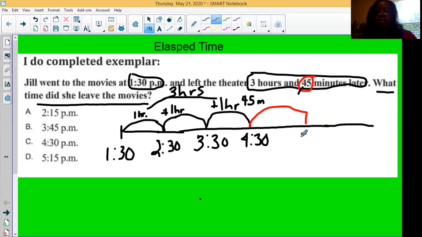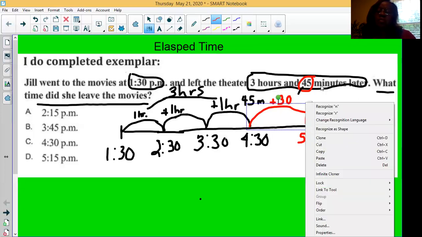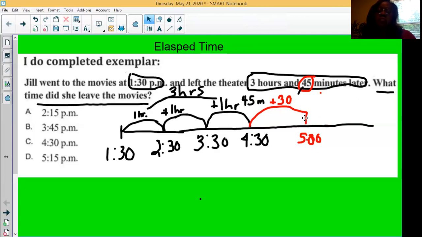Okay, so we're going to put 5 o'clock here. Okay, so then that would be my plus 30. Okay, so that's 30 of my 45 minutes. So now 30 plus 15, I know gives me 45. So this time I'm going to take a leap of 15.